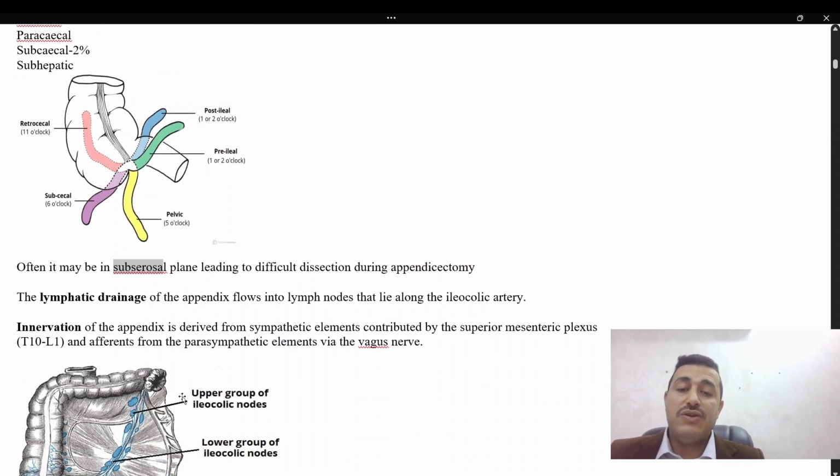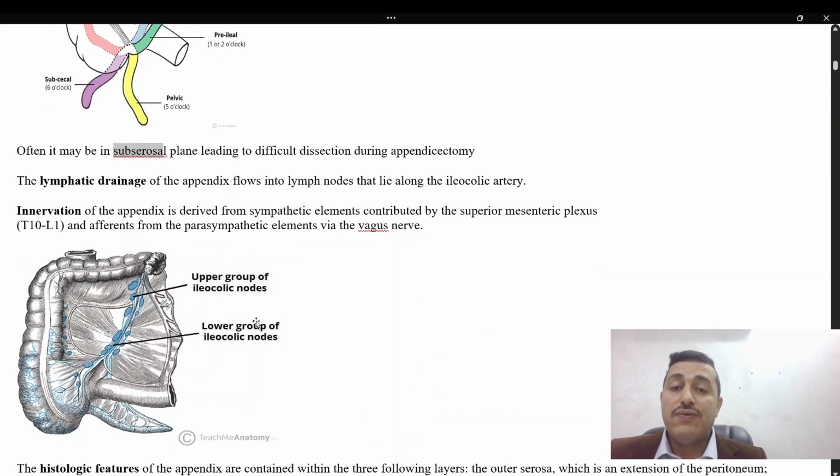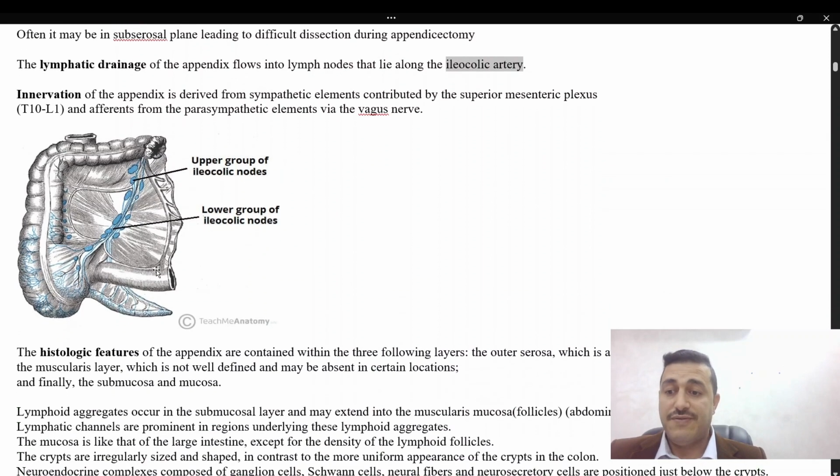Okay, the lymphatic drainage follows the artery. It follows the ileocolic artery. You can see here the lymphatic drainage of the appendix. Here we have the appendix, it goes back, we have the lower group of the ileocolic nodes, and the upper group of the ileocolic nodes. Eventually they meet at the superior mesenteric artery lymph nodes.